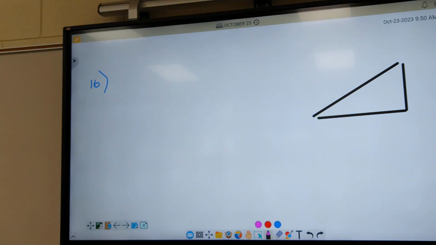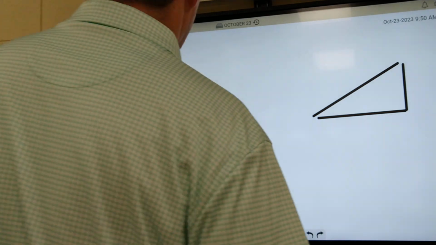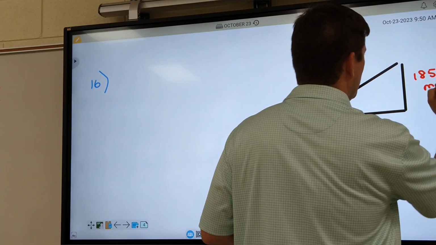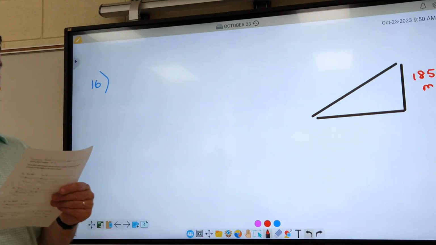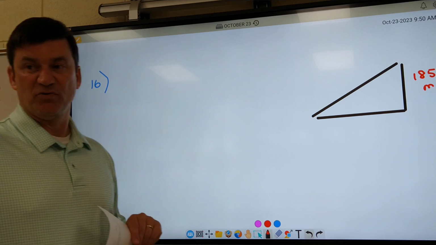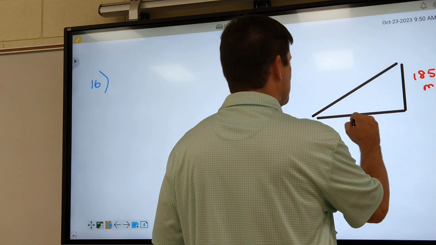All right, now we have to label that right triangle. So let's read the problem. It's got on 16, a tower is 185 meters high. Okay, so I know 185's got to go on this side. 185 meters. That's how high the tower is. It casts a shadow of 100 meters long. James, where do we say anytime it talks about a shadow? Shadow is always on the ground, correct. So 100 meters is your ground.